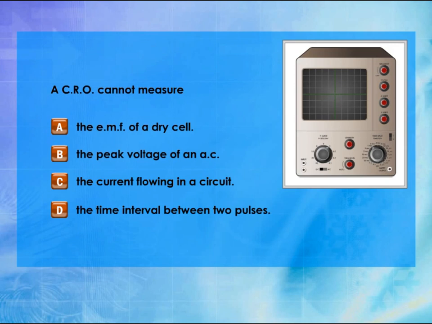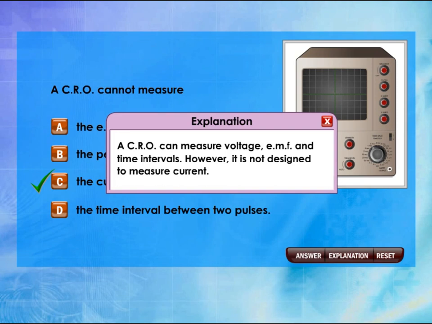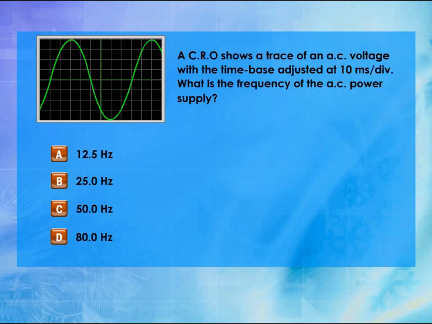Click on the correct answer. A C.R.O. cannot measure... Click on the correct answer. A C.R.O. shows a trace of an AC voltage with the time base adjusted at 10 milliseconds per division. What is the frequency of the AC power supply?